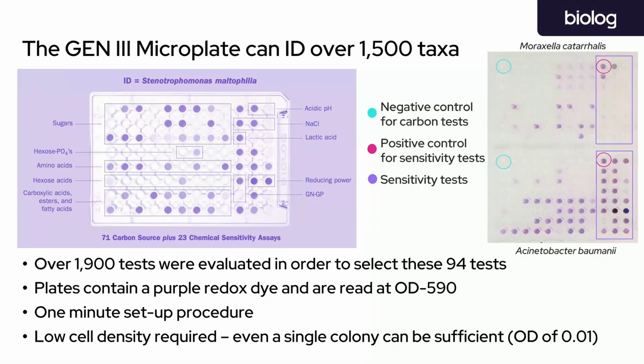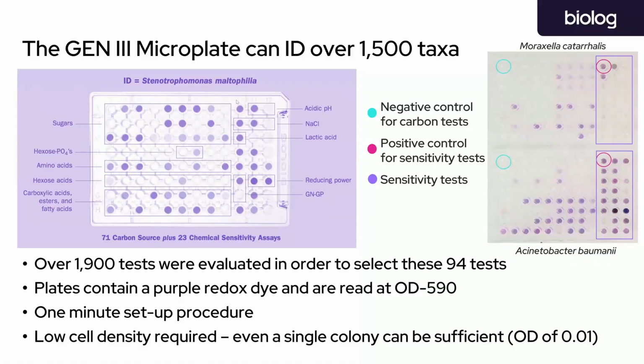That's the whole workflow. If you take a look at the graphic on the left here, we can see a few different sections on the Gen 3 microplate. The left part of the plate is going to be nutritional utilization tests. These are going to have different carbon sources, nitrogen sources, et cetera. The amount of color development in those wells will indicate how well the bug was able to respire or utilize those substrates. And on the right 3 columns of the plate, these are our chemical sensitivity assays.